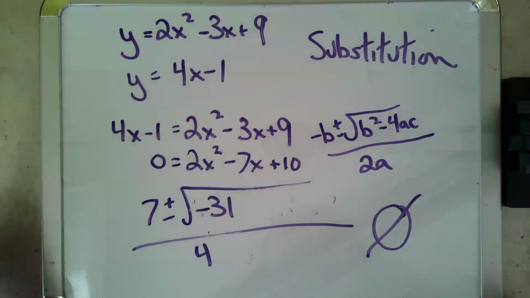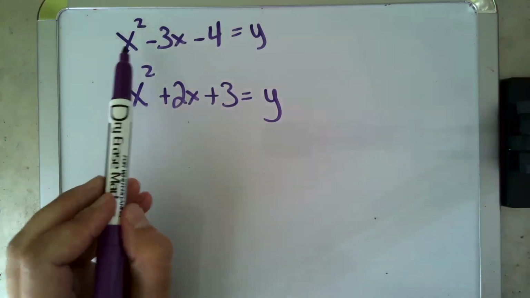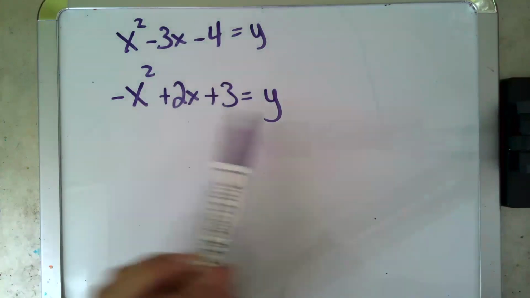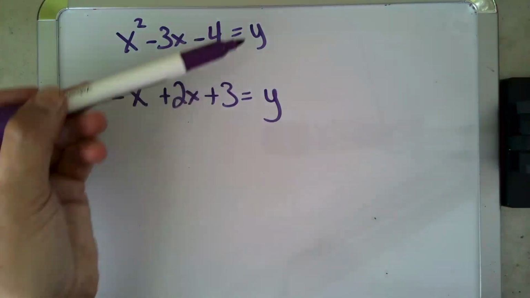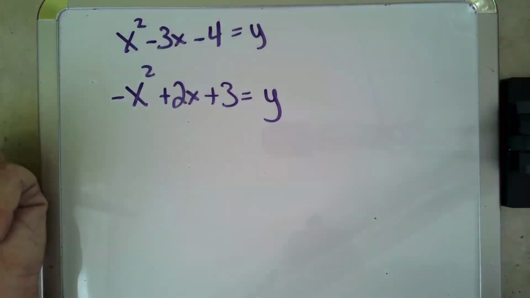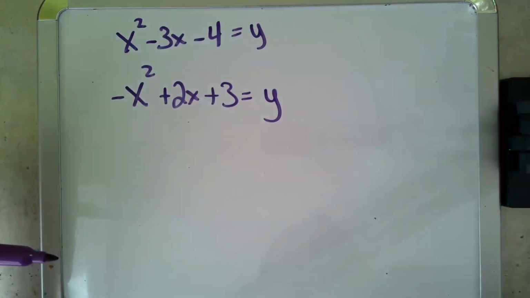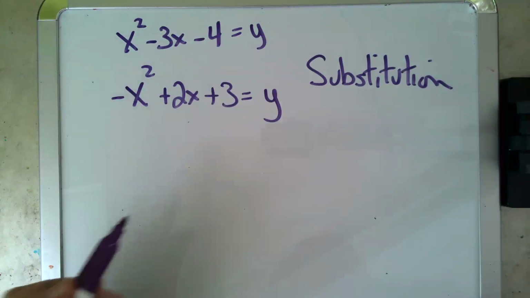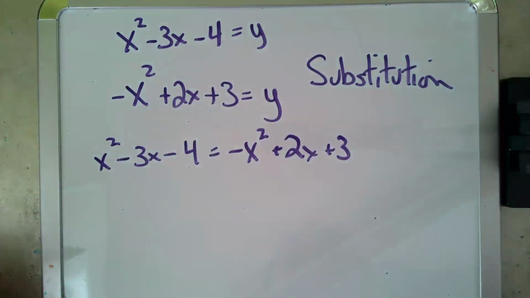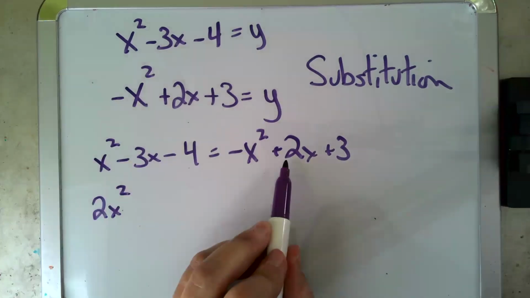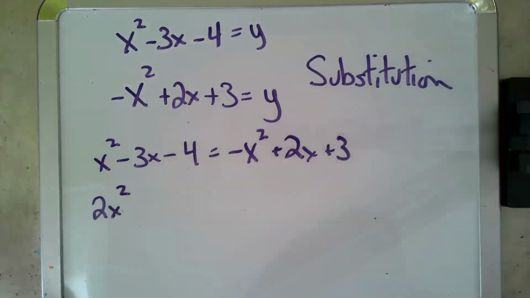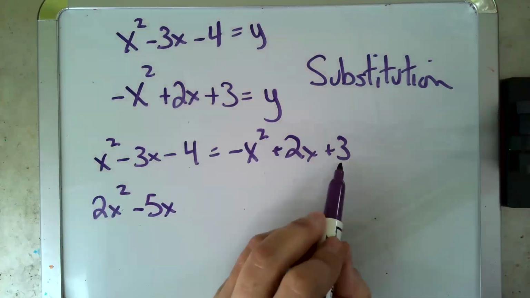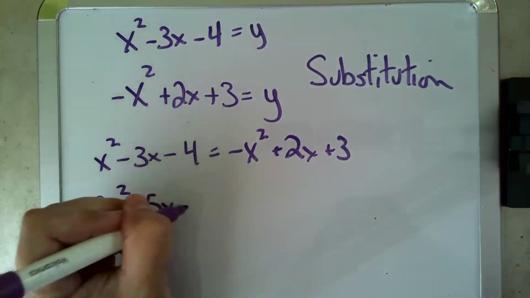Okay, now let's take a look at how we would solve if we have a parabola and another parabola. Okay, so I have a parabola that opens up. I have a parabola that opens down. They are both in the format of equals y. So I'm going to solve using the method of, that's right, substitution. I'm going to start by setting them equal to each other. And now I'm going to bring everything over to one side. So I add x squared to both sides. I subtract 2x from both sides. I subtract 3 from both sides.